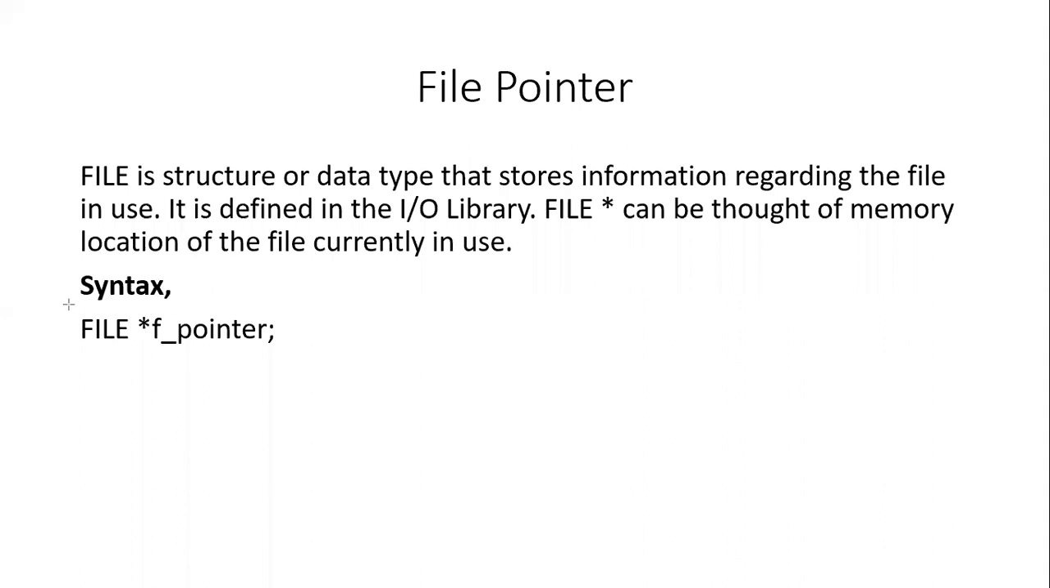How can you create a pointer to the file data type? You can do it with the help of the following syntax as highlighted. The capital FILE is used to refer to the data type file, and star fp refers to the pointer that you can create for the file data type. Now using this file pointer, you can perform various functions on the file.